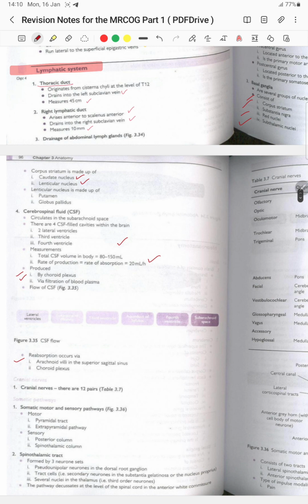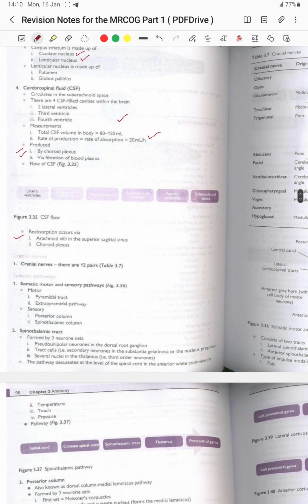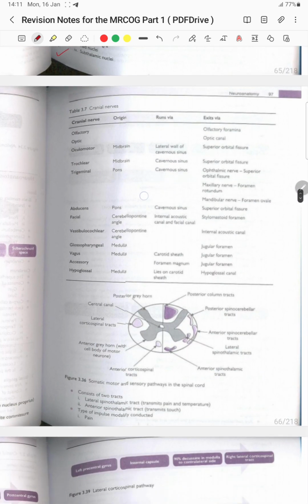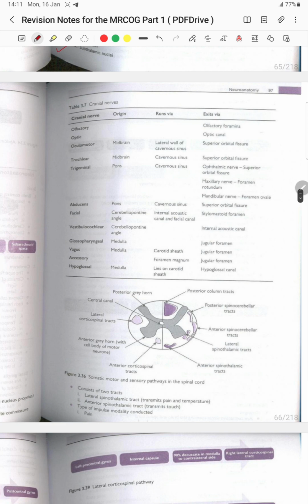Now the nerves. Number one is the cranial nerves. There are 12 pairs, with somatic motor and sensory pathways. Let's first discuss the 12 pairs of the cranial nerves, and here they are: the olfactory, optic, oculomotor, trochlear, trigeminal, abducens, facial, vestibulocochlear, glossopharyngeal, vagus, accessory, and hypoglossal. The olfactory exits by the olfactory foramina, and the optic by the optic canal.